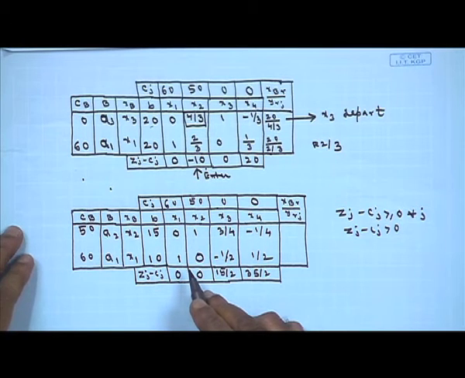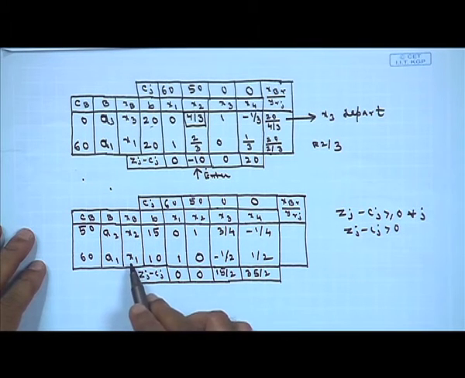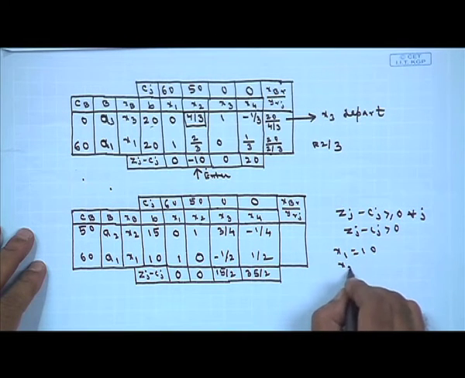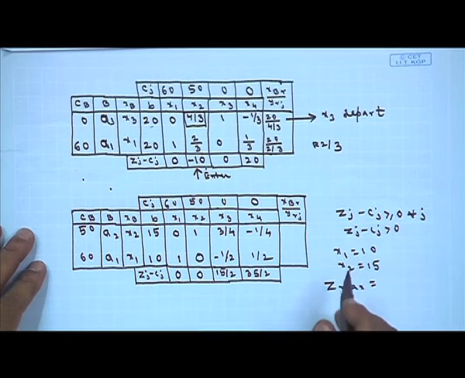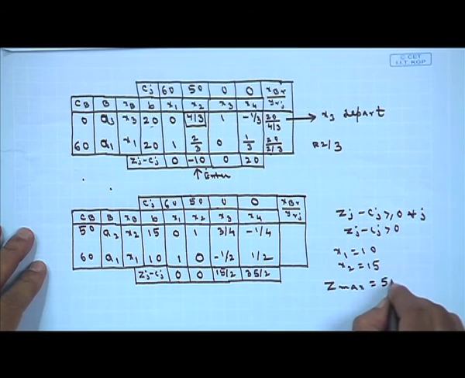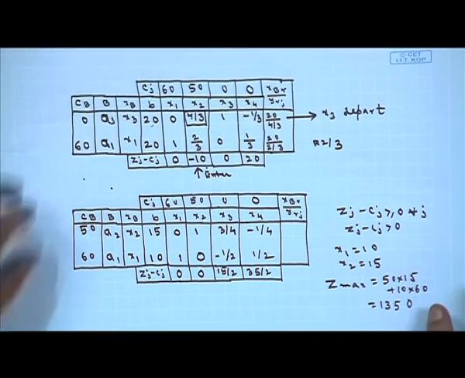What will be the optimum value? The optimum value you can obtain from here, that is x1 will take the b value, that is x1 equals 10, x2 equals 15, and the value of z max you can obtain by calculating these values, that is this into this plus this into this, 50 into 15 plus 10 into 60. So, it will be 1350. So, this is the solution of this problem.